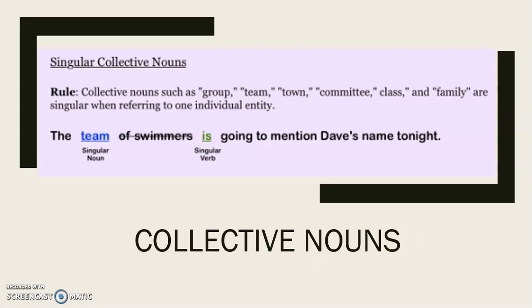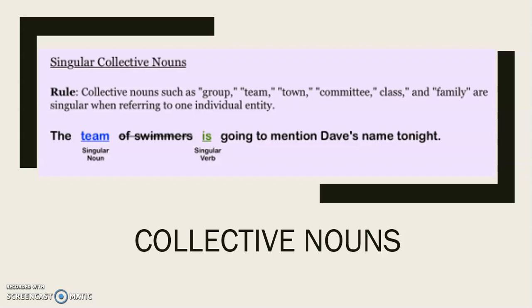Okay, so collective nouns. What is a noun? We know from the beginning of the year that a noun is a person, place, thing, or idea. So we're talking about collective nouns, which is like a group or a team, or a committee, a class, or a family of things that are grouped together, but we are referring to that group. So the rule for collective nouns is that when you are talking about a family, a class, a committee, a town, a team, or a group, you refer to them as a singular entity, which means they are together, and you refer to them as one thing rather than each individual.